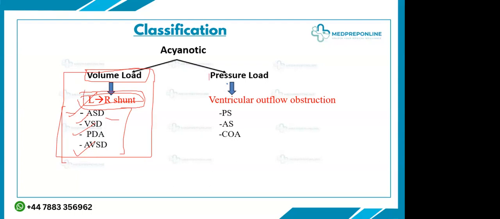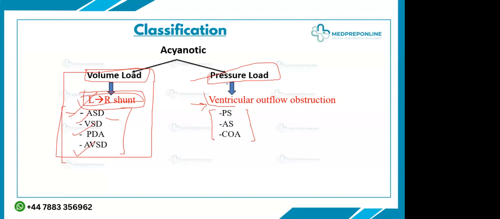Then what is the other category? The other category is the pressure load. These cause increased pressures, and these are ventricular outflow obstruction defects. Among them are pulmonary stenosis, aortic stenosis, and coarctation of aorta.